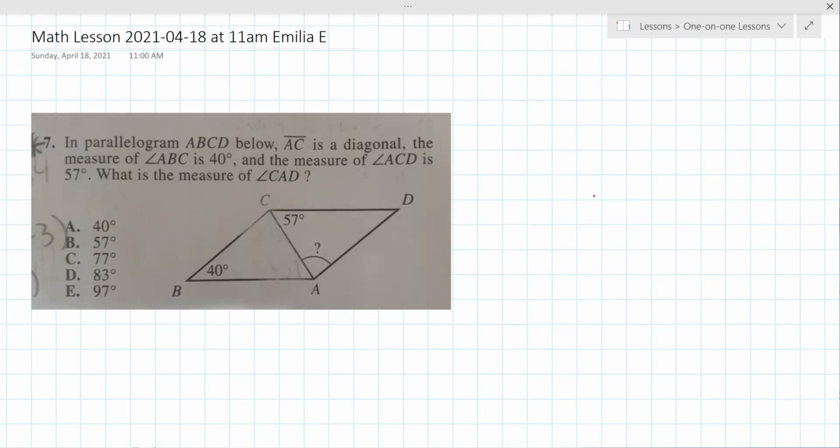So there are properties of parallelograms that you have to remember. Do you remember any to start with? Like alternate interior, is that like what? That's two lines cut by a transversal. Oh.